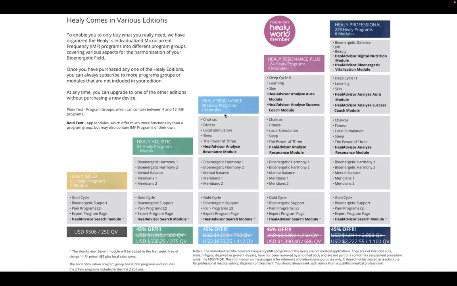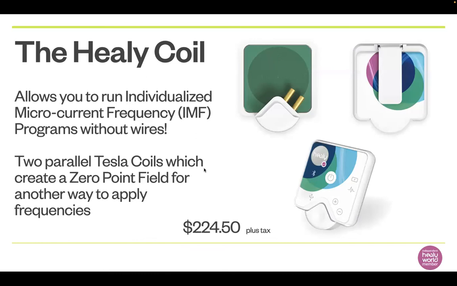Now lastly, let's look here at the Healy coil, which is a separate accessory. It's about $225. So I suggest purchasing the edition you want, but adding the coil. If you can afford that, you should add the coil.